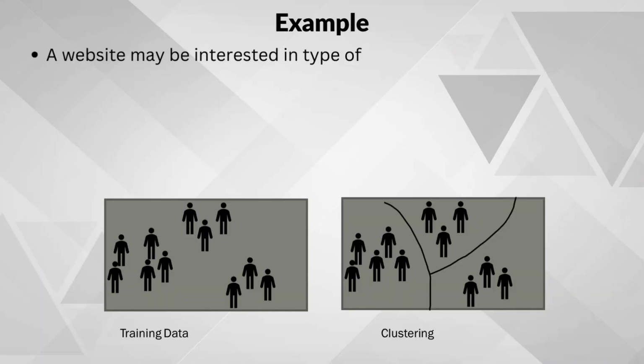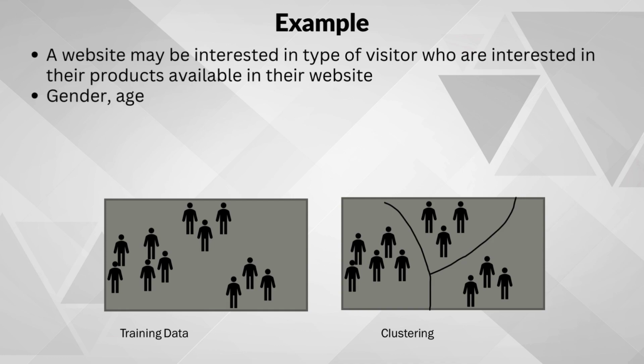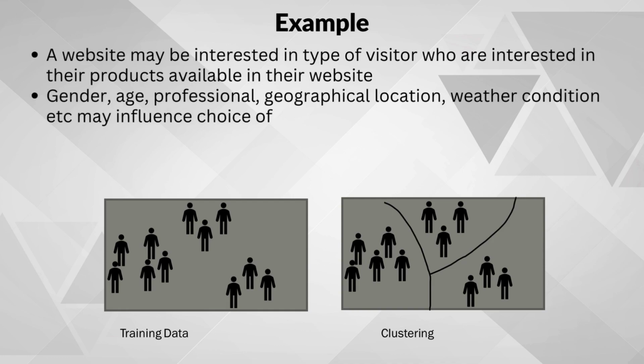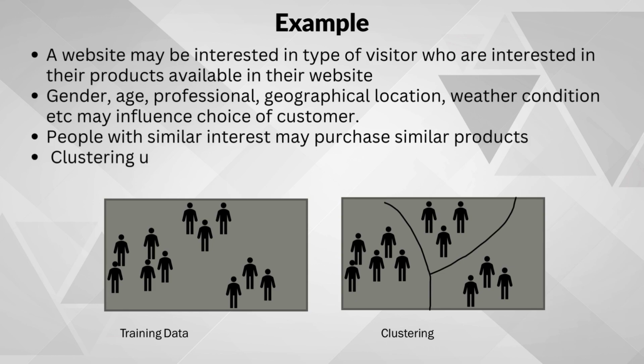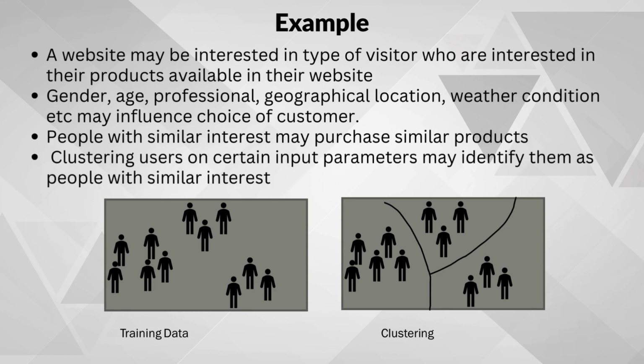Let us take an example of unsupervised machine learning algorithm. For example, e-commerce website may be interested in type of the visitor who are purchasing their products. The gender, age, profession, geographical location, weather condition, etc. may influence the choice of the customer. People with similar interest may purchase similar products. So, clustering users on certain input parameters may identify them as people with similar interest, and that is what unsupervised machine learning algorithm aims at.